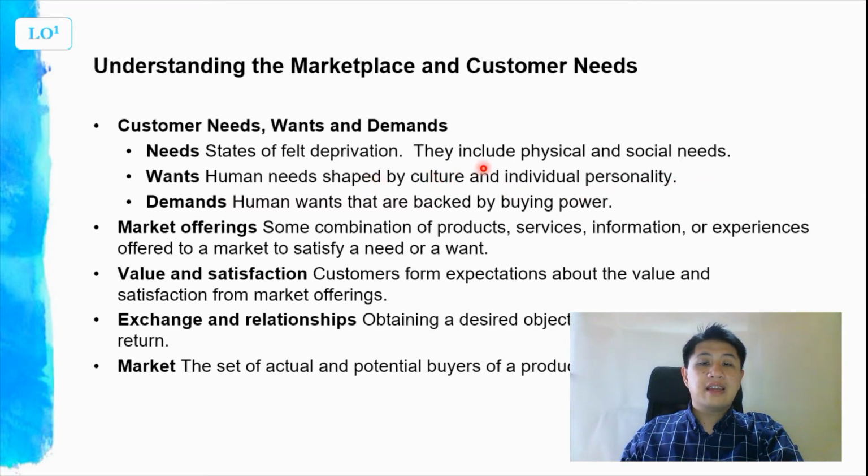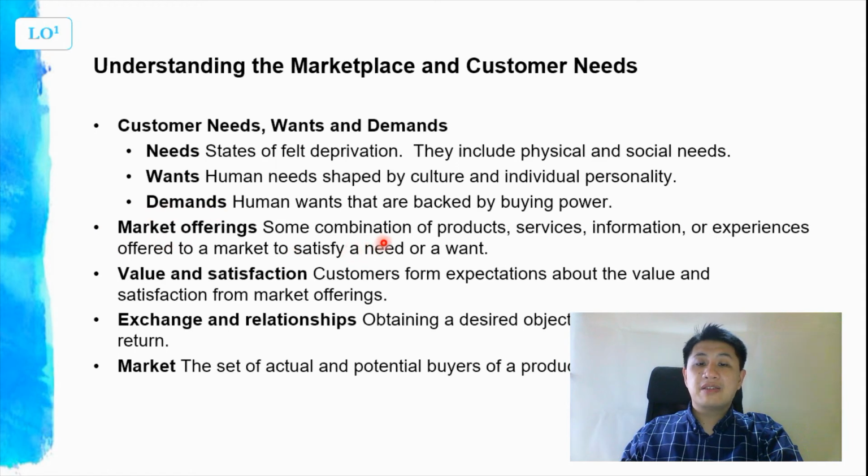For instance, you can have a physical need of hunger, yet the want itself will be shaped by the culture. Someone from the US with a hunger need would satisfy it with a want of a hamburger meal. But in Asia, a physical need for hunger could be satisfied by a want for a rice meal. And when you have the monetary buying power for it, this translates to what we know as a demand.